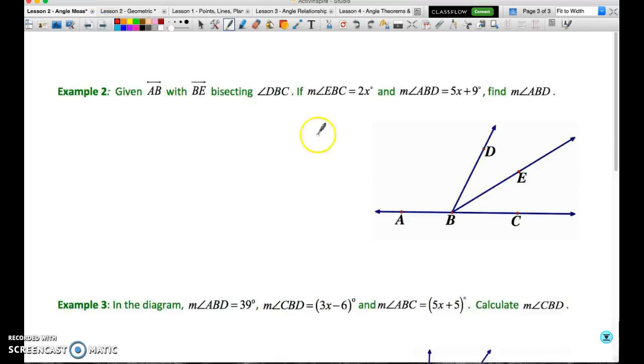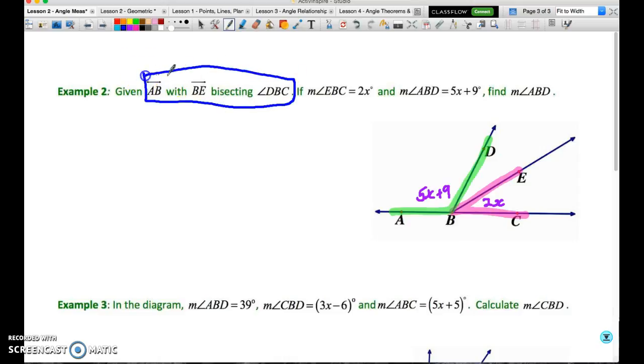Okay, so I'm going to pause again and fill some info in just so I don't run out of time. Okay, so all I've done in this example is I've written in 5x plus 9 over here because we were given that angle ABD was 5x plus 9, and I've also filled in that angle EBC is 2x because that was also given information. Basically, we've been asked to find angle ABD, which is this angle here. To do that, we're going to need to know the value of x.